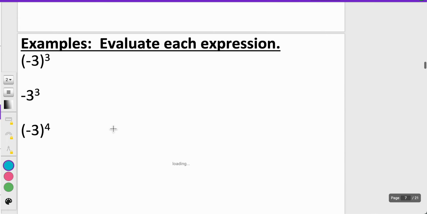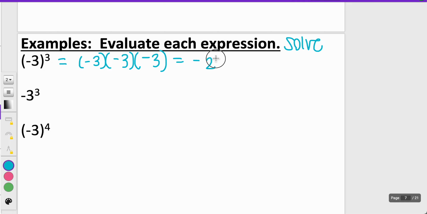The next part we're going to evaluate. So evaluating means solving. So the first one has -3 in parentheses to the 3rd power. That means I'm going to take -3 times -3 times -3, okay? That's going to give me 9. 9 times -3 is -27, okay?